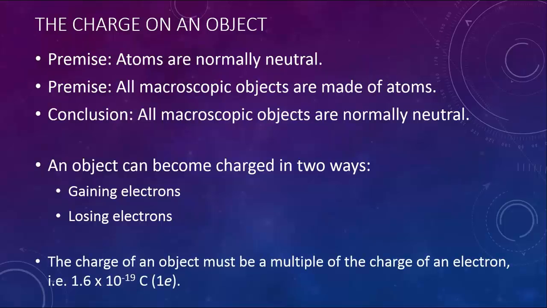Since the charge on an object depends on how many electrons it gained or lost, the charge of an object must be a multiple of the charge of an electron. That is, it has to be a multiple of 1.6 times 10 to the negative 19 coulombs.